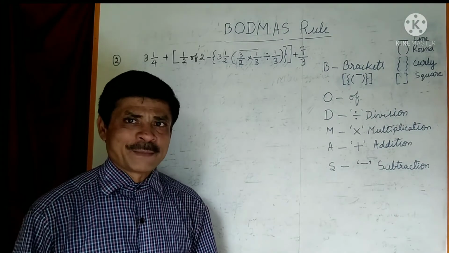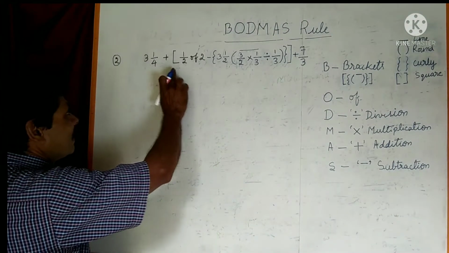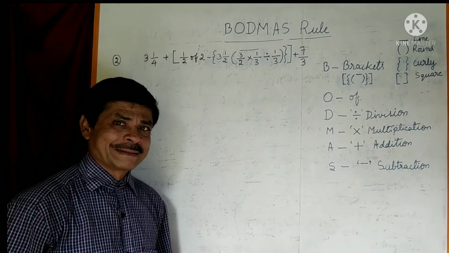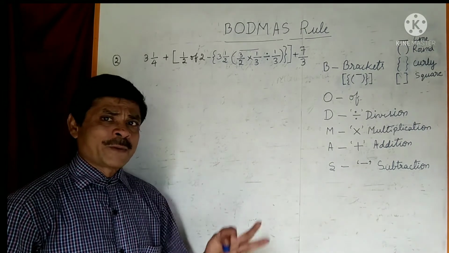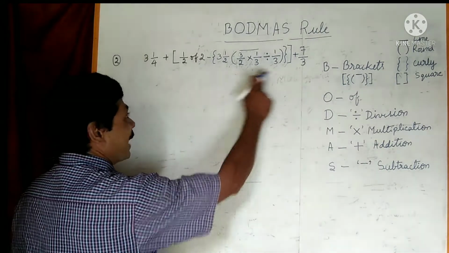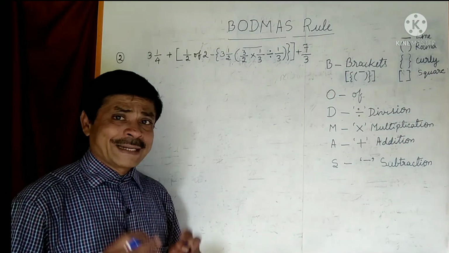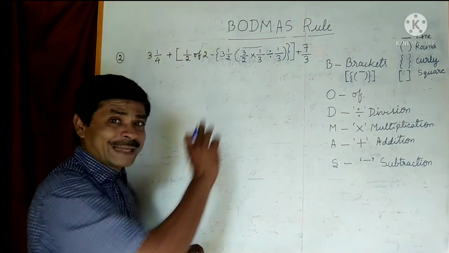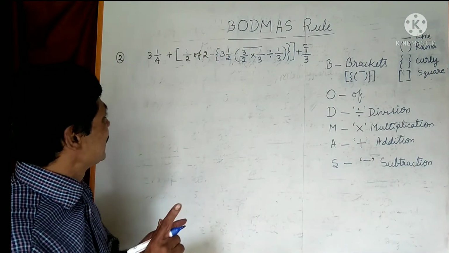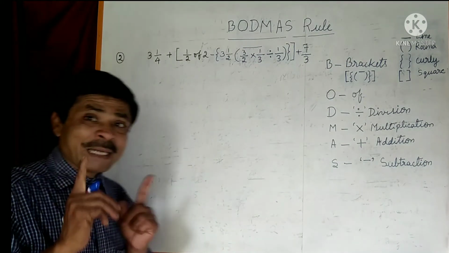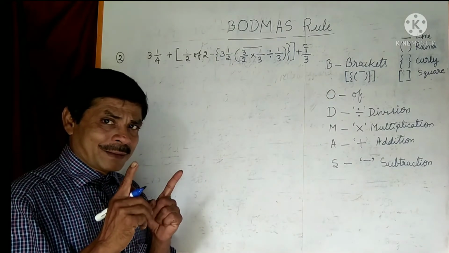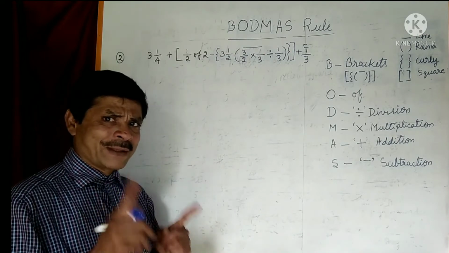Now let us take one more example. Here I have taken all types of fractions: proper fractions, improper fractions and mixed fractions, and all types of brackets, so that you can solve problems in fractions very easily. Okay, now let us start. The first step is we have to convert the mixed fraction into an improper fraction, and we have to write a multiplication sign wherever there is of.